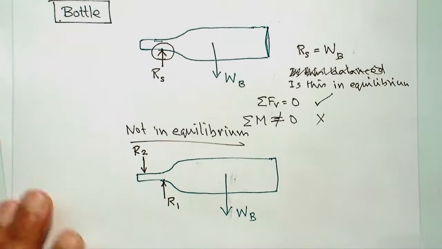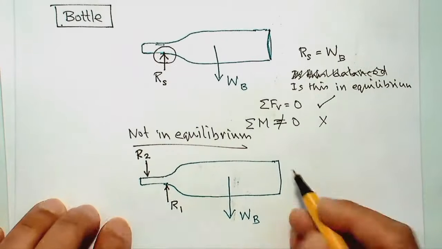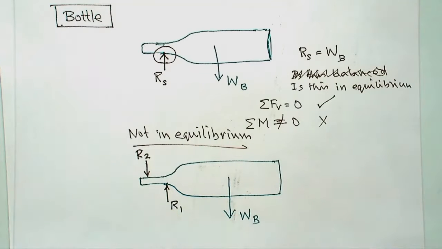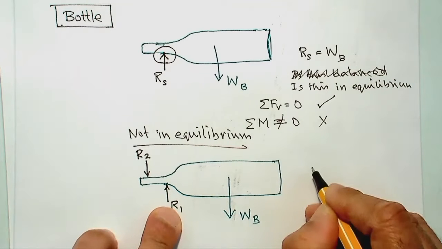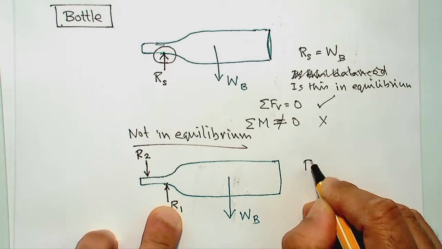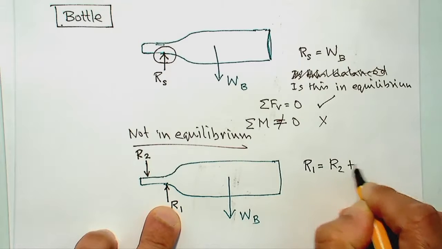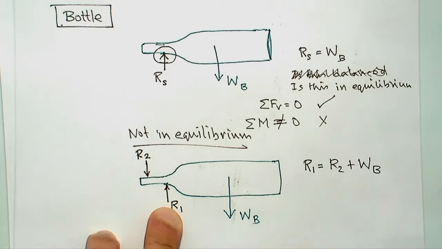So this is now a sort of equilibrium. So you can now say, vertical equilibrium wise, R1 is the only one acting in the upward direction. So R1 would be R2 plus Wb, the weight of the bottle. So the actual reaction force from the stand is two parts, R1 and R2.